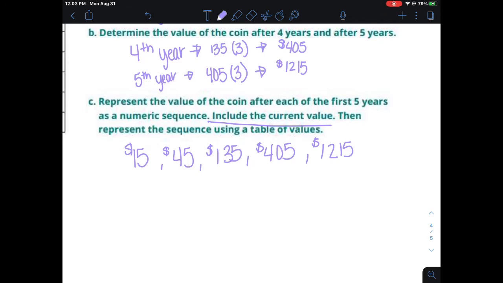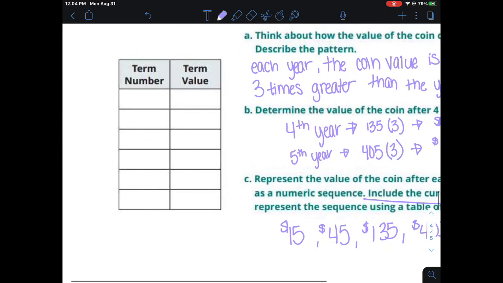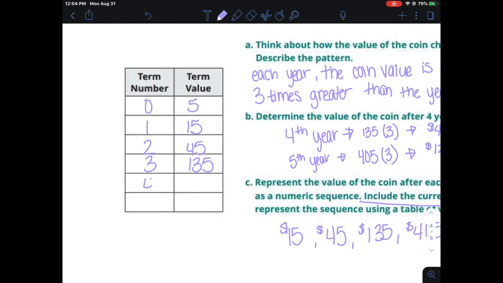We also want to include the current value, which is, we just bought the coin, so it was that initial value of $5. And just like the example before and the example before that, we're going to include the 5 as our initial term, our y-intercept, so the 0th term. And then after the first year, it's worth $15. After the second, $45. Third year, fourth year, and 5th year.